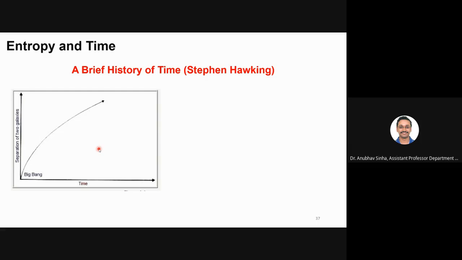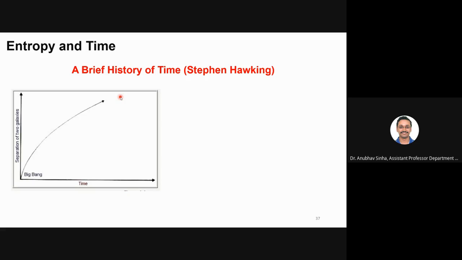So the general understanding is that the entropy of the universe was minimum at the Big Bang and then it started to grow, just as the separation between two galaxies is growing, and this is also true for entropy. So the entropy of the universe is increasing with time. That is what we generally understand.